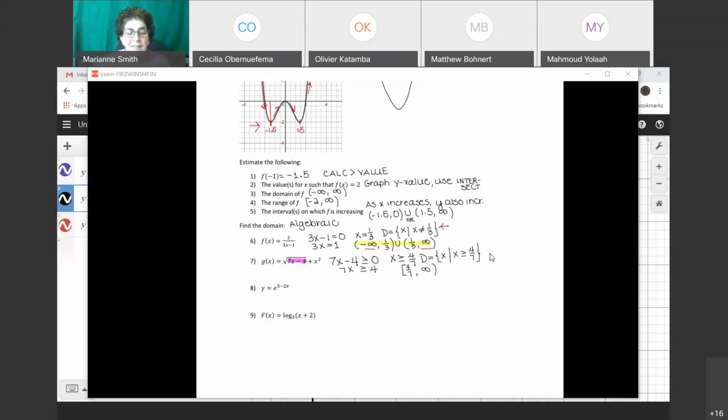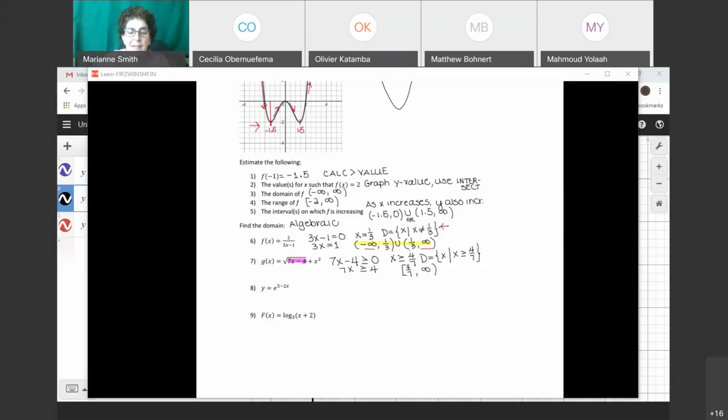What kind of function is number 8? Okay, look at 8. Usually logarithmic functions have the word log or ln in them. How can you tell what type of function it is? Look at where x is. Okay, x is up in the exponent. So when your independent variable, your input variable, is up in the exponent, you have an exponential function.